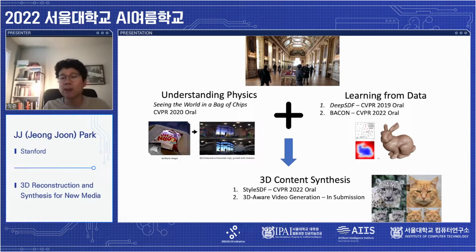So in this talk, I'm going to cover all of these three topics, which is going to be about understanding physics, coming up with a representation for applying deep learning in 3D, and how to apply this technique for doing 3D content synthesis. I'm going to start from my past work, Seeing the World in a Bag of Chips, that reconstructs the scene and the environment, mainly with physical reasoning.